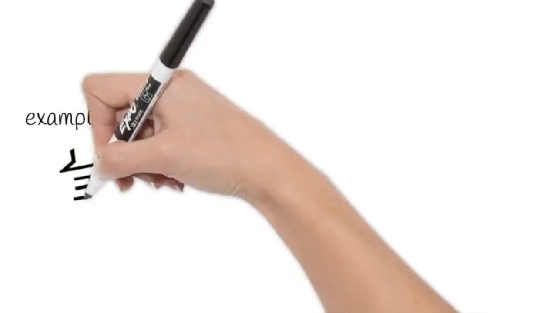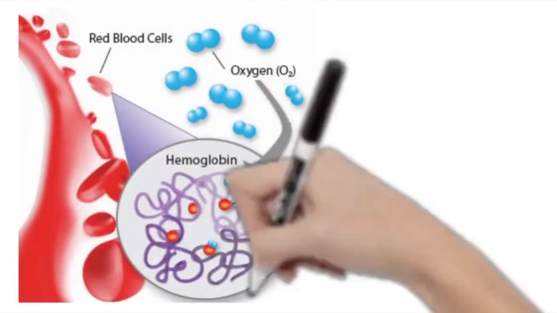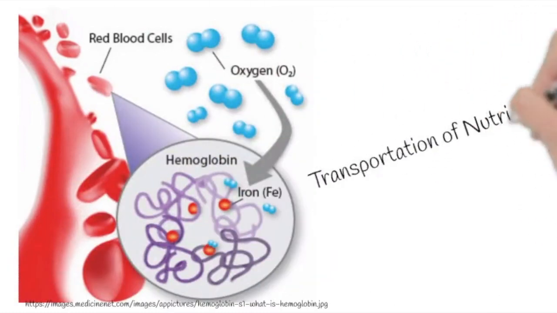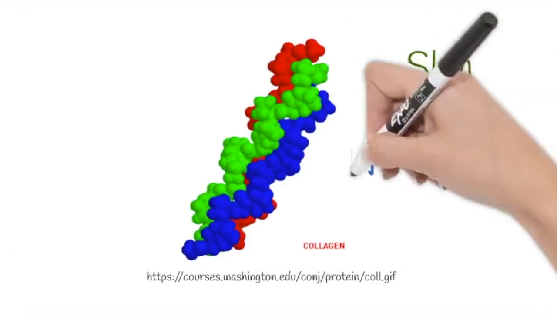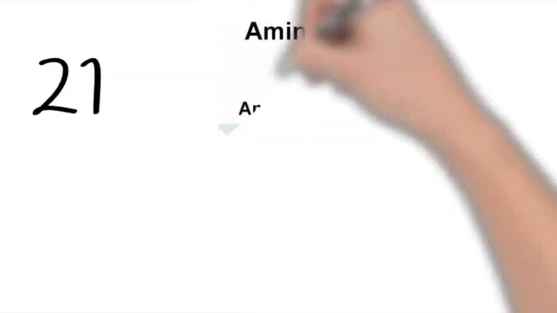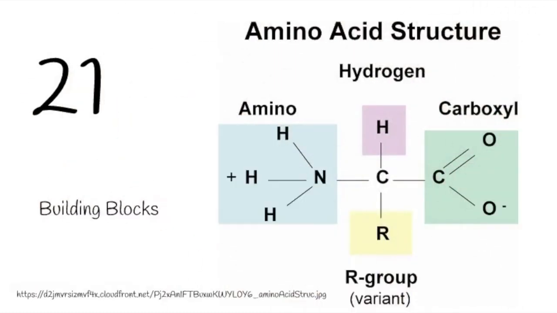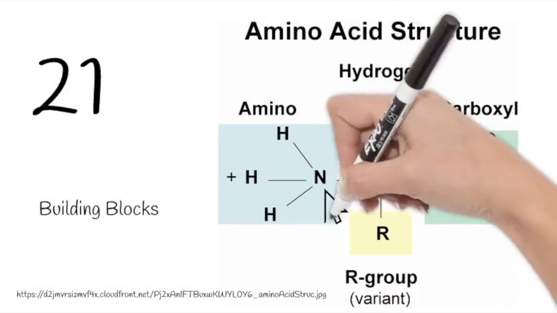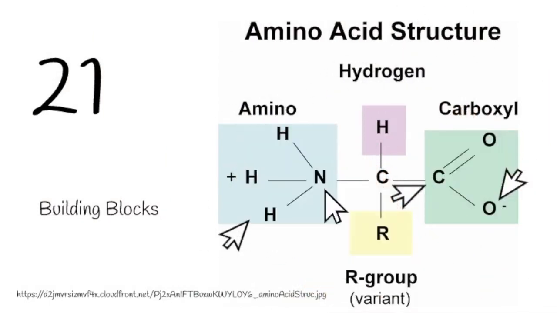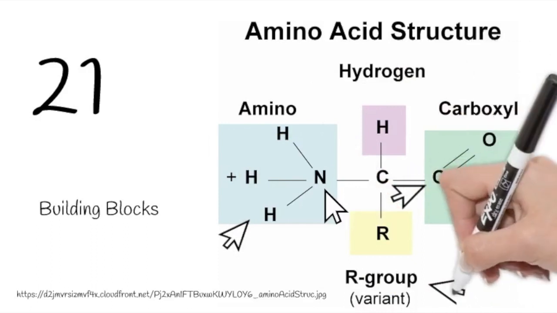For example, maintaining our immune system by building antibodies, transportation of nutrients in our bodies through hemoglobin, and forming structures like collagen. Proteins are composed of 21 amino acids with building blocks of carbon, oxygen, nitrogen, and hydrogen, plus the R chain, which will define the function of the protein.